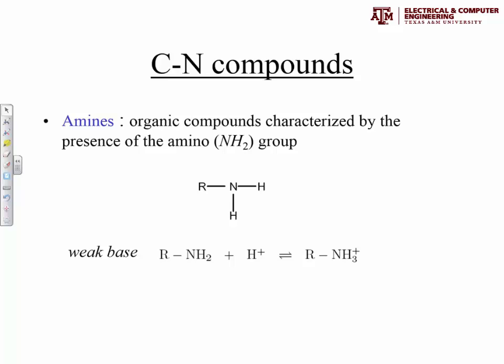This has got the property of a weak base. Why? Because it's going to take up hydrogen ions in solution. NH2 in solution is going to take up hydrogen ions weakly. It's a weak base, so this is a reversible reaction. It will produce RNH3 plus. And so amines are considered to be weak bases.